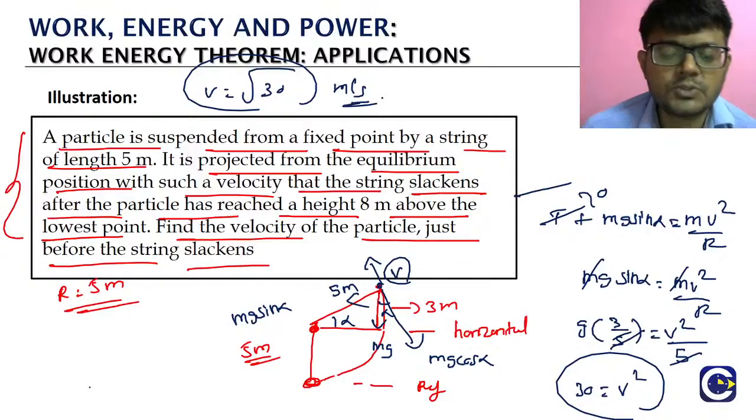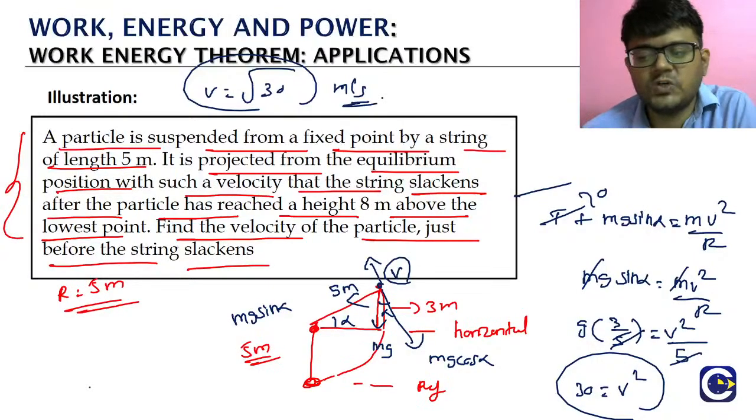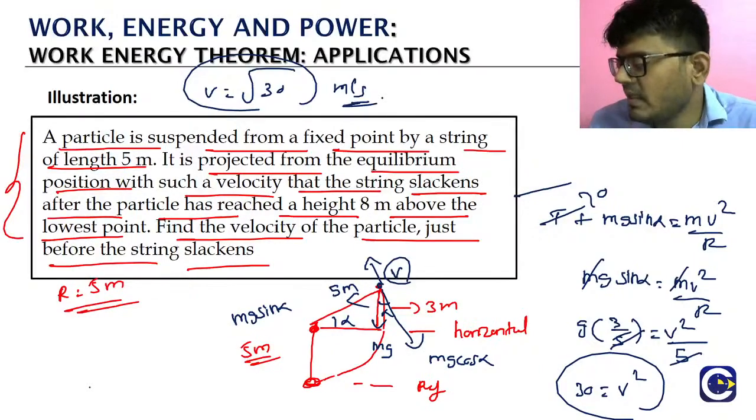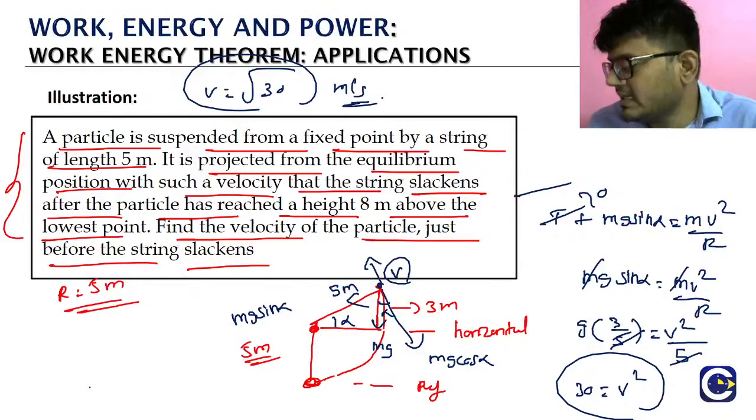Now we substitute sin alpha, whose value is 3 by 5. Substituting, we get v straight away as root 30. Okay? So this is the type of question that comes regarding slacking.